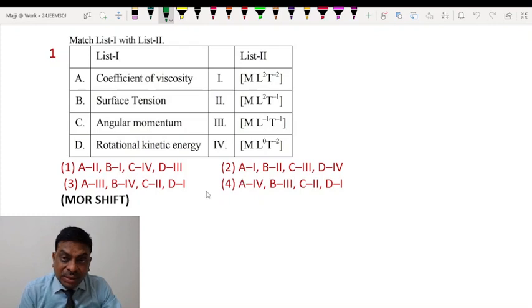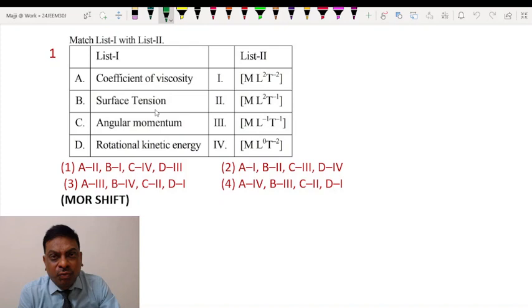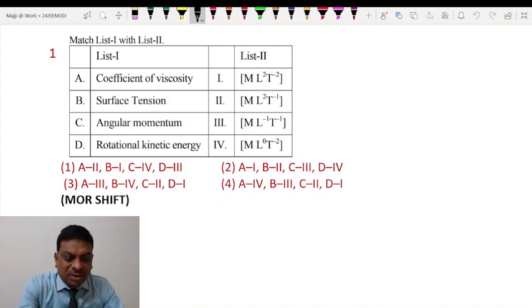Similarly, B is also matched differently. For example, in the first option B is matched with 1, in the second option B is matched with 2, and so on. Now if you compare A and B, I guess surface tension is easier than coefficient of viscosity, because surface tension is simply force per unit length. So force will be mLT power minus 2 per unit length, meaning length will get cancelled.